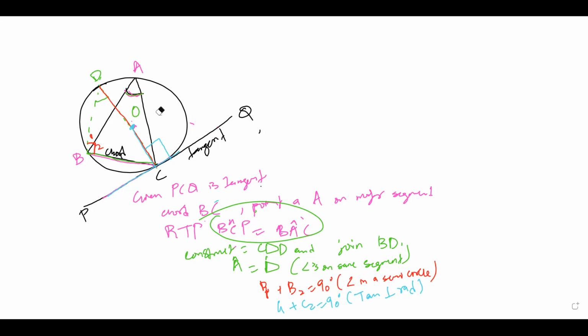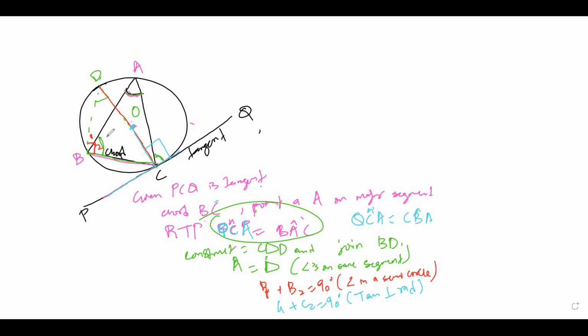Okay, so the way I drew this, I'm supposed to prove that QCA is equal to CBA. So I'm proving this is equal to that. Okay, sorry for the confusion.